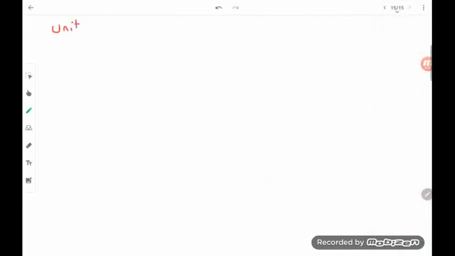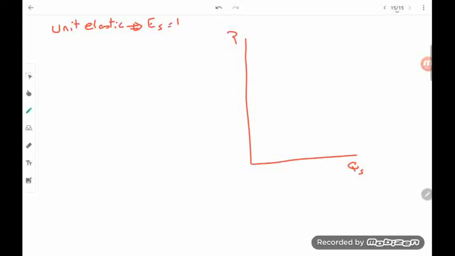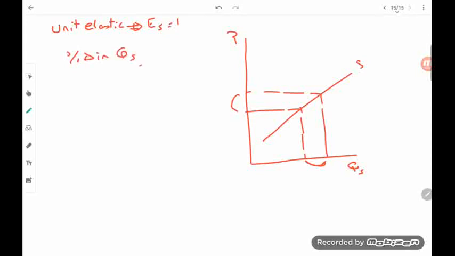Unit elastic. Unit elastic means that elasticity of supply equals 1. So this is the case of the 45-degree line, which means that the change in prices is equivalent to the change in quantity. They are equal to each other. So percentage change in QS will be equal to percentage change in price. So the value will be 1.